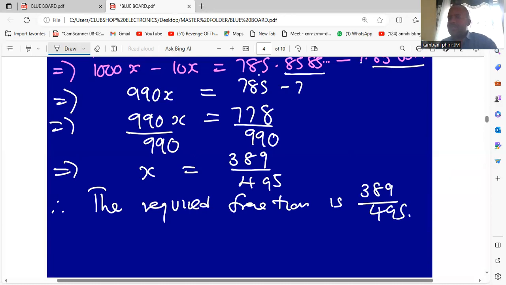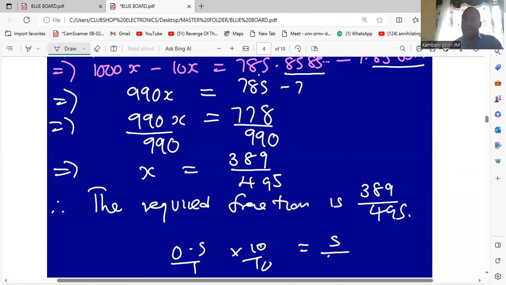For terminating decimals, I think these are straightforward. For example, 0.5, when we express it as a fraction, we say 5 over 10, which is 1 over 2. These are straightforward, all right?